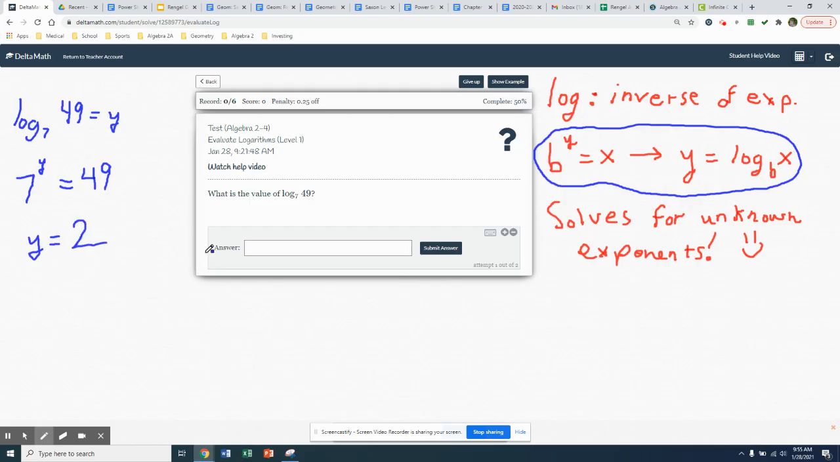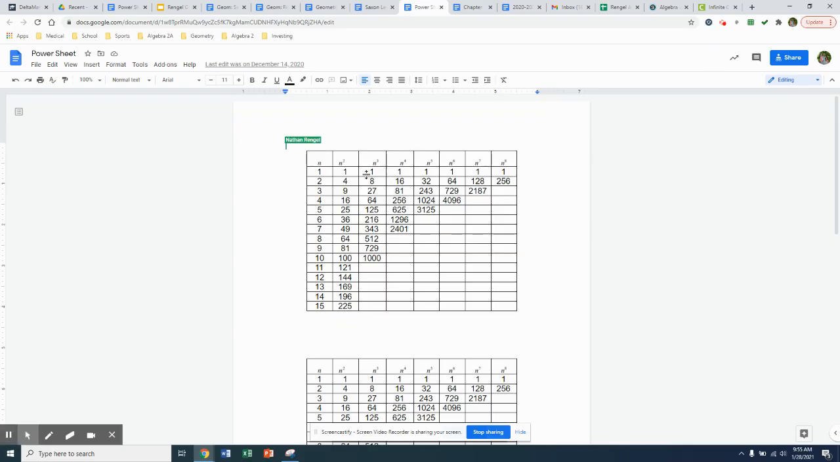Y would equal 2. So there's a couple ways that we could solve this. First is just by mental math. Second, you could go to your power sheet and go to the column where you have sevens right down here. And then, 7 to which power equals 49? You would look, that's going to be a second power. So 7 to the second power is equal to 49.